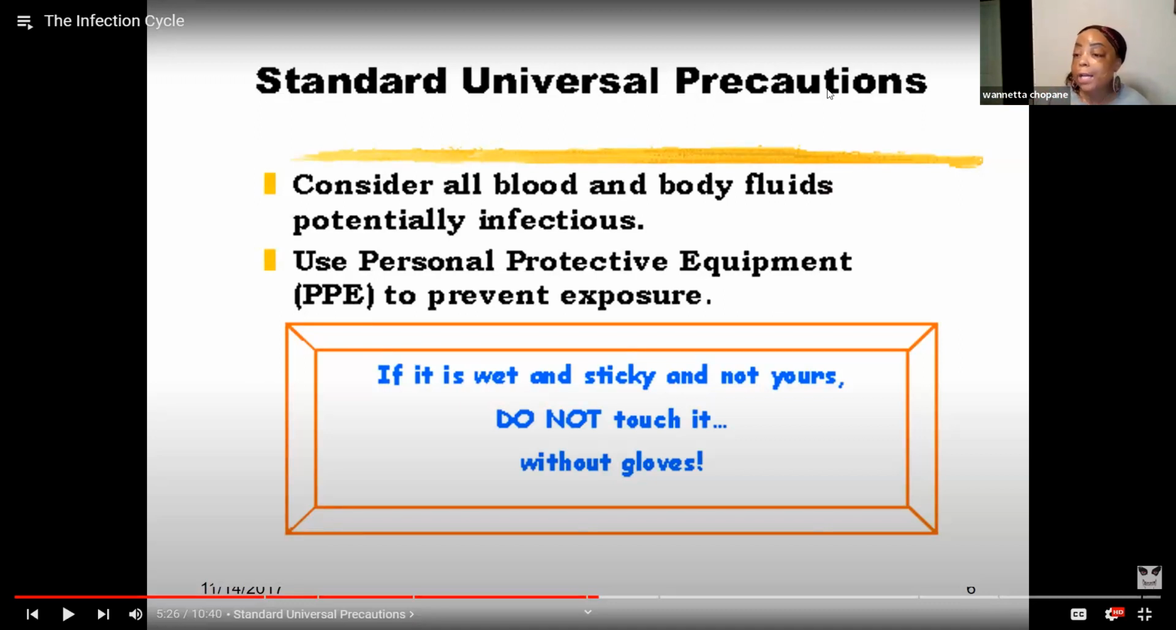With standard universal precautions, every time someone comes into your presence, number one, we already wash our hands before and after each patient, but we also need to be sure we wear gloves. That's called standard universal precautions, just like the video said. It means that we consider all bodily fluids potentially infectious. I don't care if the patient doesn't appear to have anything. You still need to wear gloves. You need to use standard precautions with everyone.